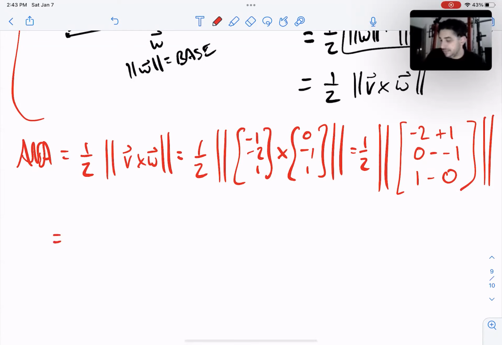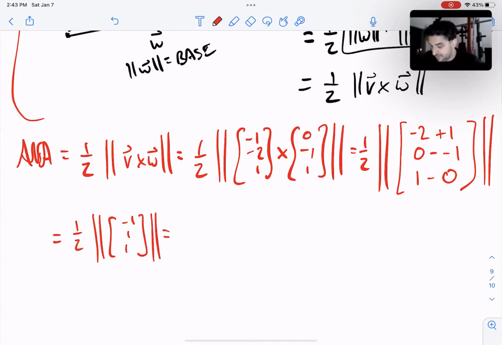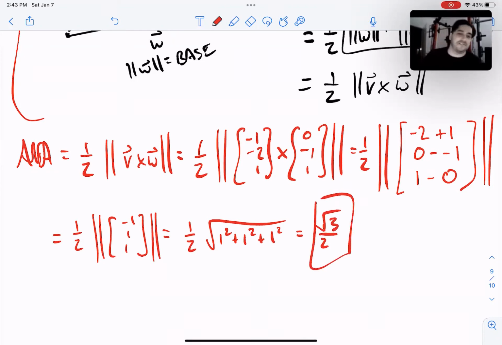So then what do I have? I have here 1/2 magnitude. We now have our vector is going to be -1, 1, 1. And this becomes half of the square root of 1 squared plus 1 squared plus 1 squared, which is root 3 over 2. There we go. We got the area of the triangle, right? So there's using the cross product formula, that geometric interpretation of the cross product. This is a really nice way to think of the magnitude of a cross product.